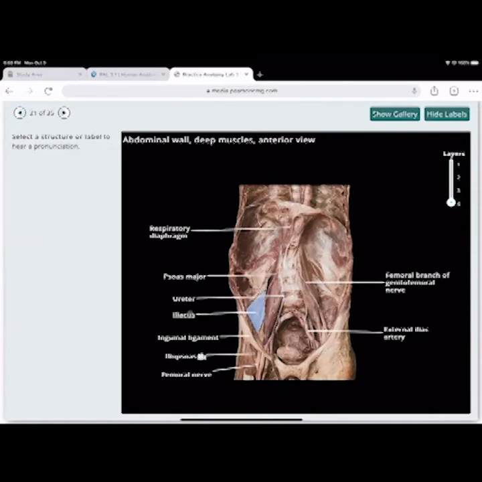the ureter. The ureter carries urine from the kidney to the urinary bladder. Iliacus muscle, inguinal ligament. Again, you see the ligament really clear on this picture here. Iliopsoas muscle, and the femoral nerve.